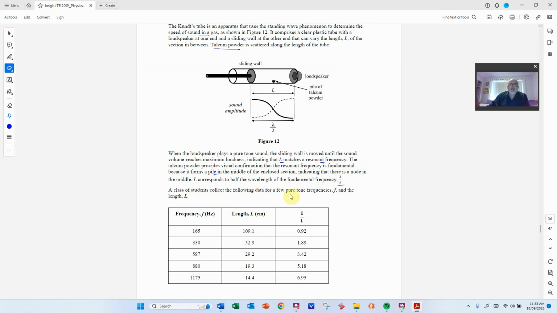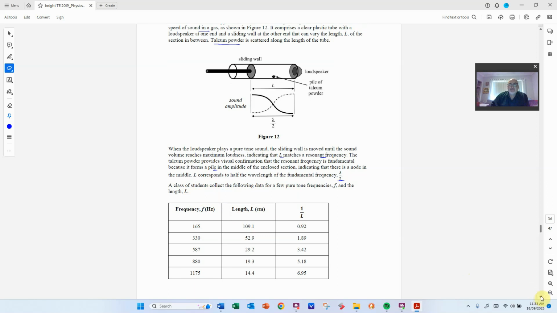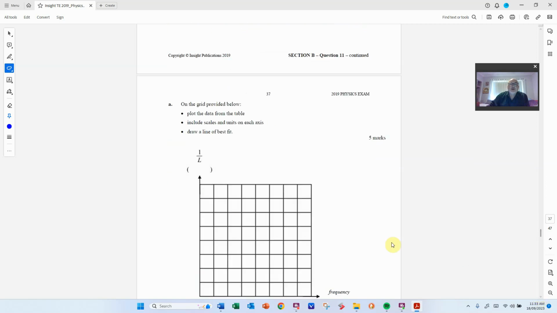The class of students collect the following data and find the length. Okay, so then from there, on the grid provided below, plot the data from the table, include the scales and the units on each axis, and draw a line of best fit. Okay, so 1 over L, so L is measured in metres, so the unit for that is going to be per metre.